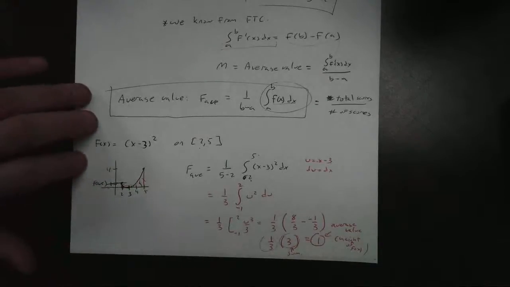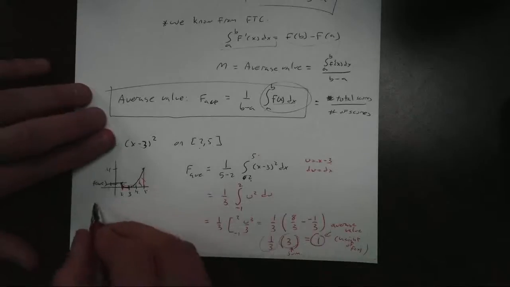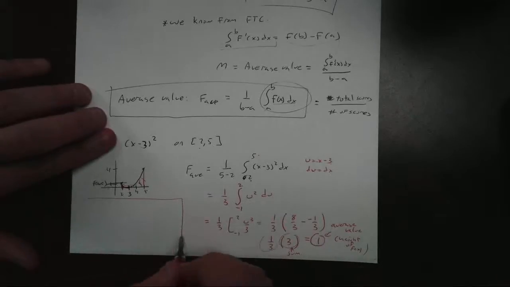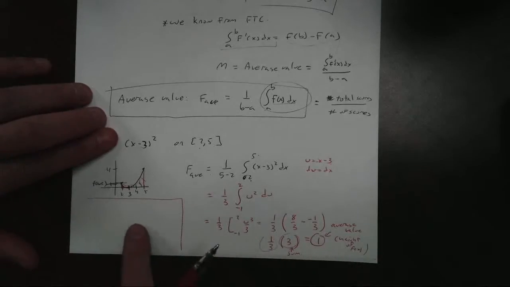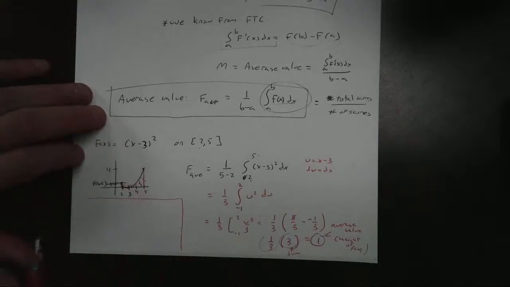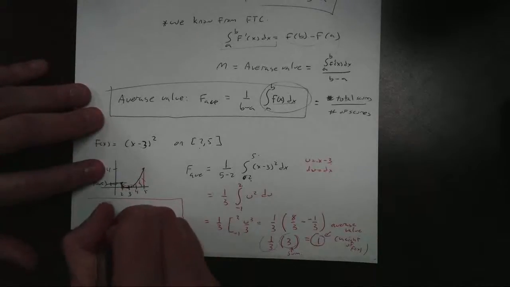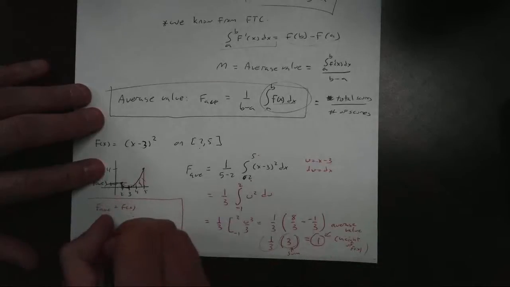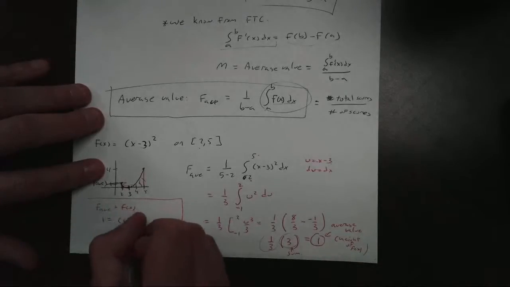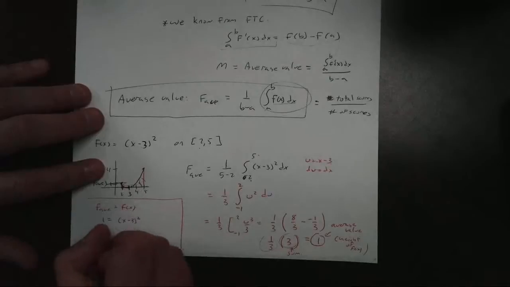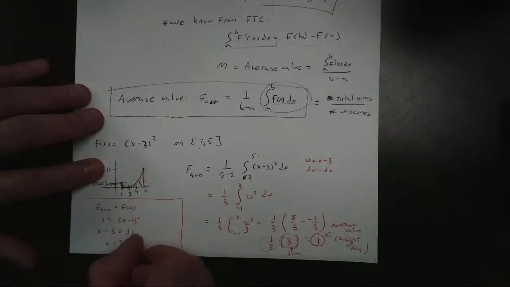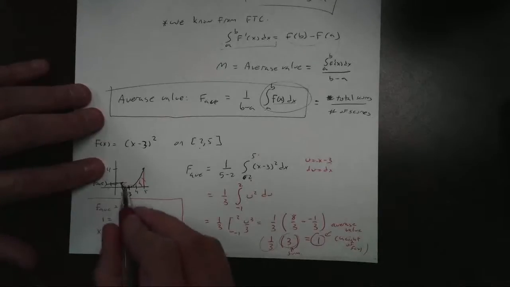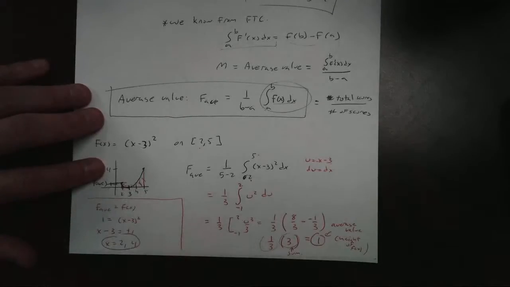Now, the next part that sometimes they'll ask us is, where does the average value equal the function? In other words, where does my f average equal the value of the function, f of x? Well, that's easy to do. 1 equals x minus 3 squared. If I solve it, I get x minus 3 equals plus or minus 1. So in this case, I get 2 or 4. So that's saying at 2 and 4, the value is the same.